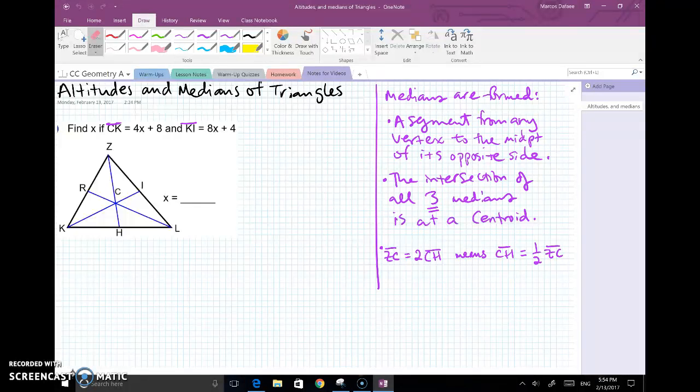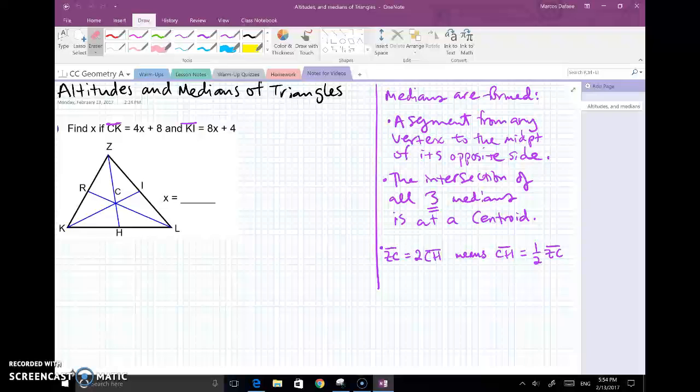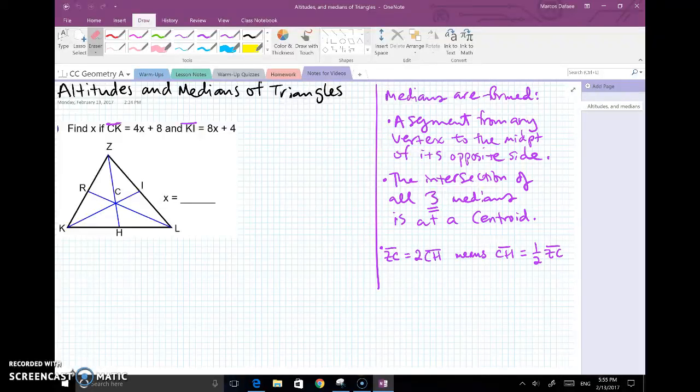Today, as you can see, our topic is altitudes and medians of triangles. And I went ahead and made a quick outline of the major ideas pertaining to medians. And this is our first example on the left side. So just quickly going through this.